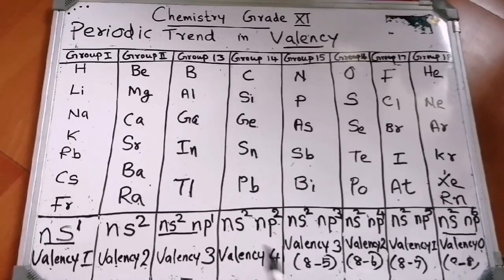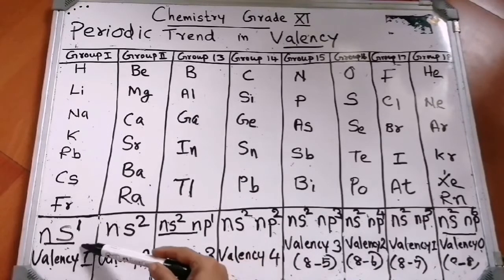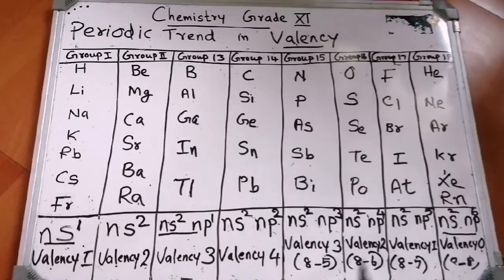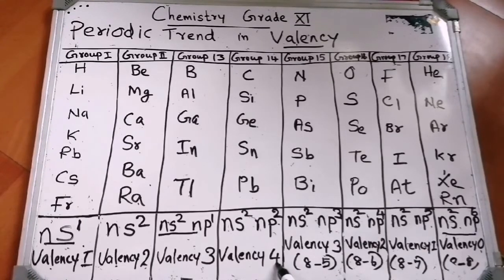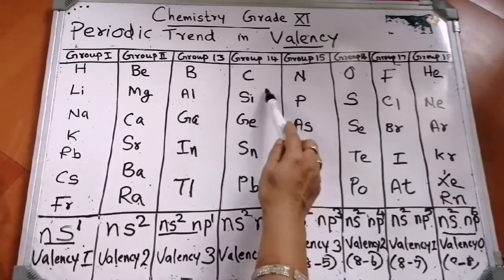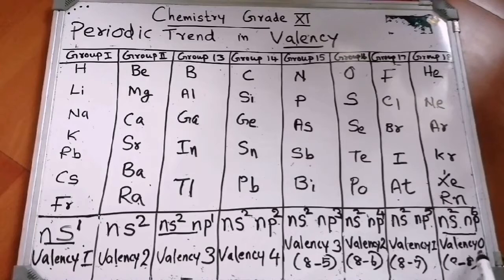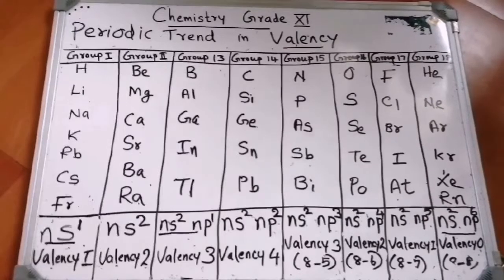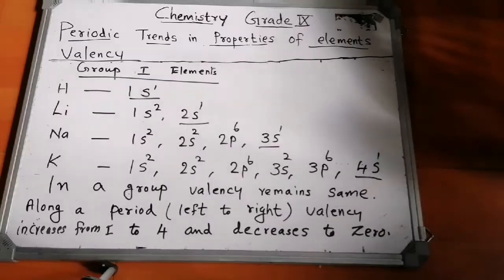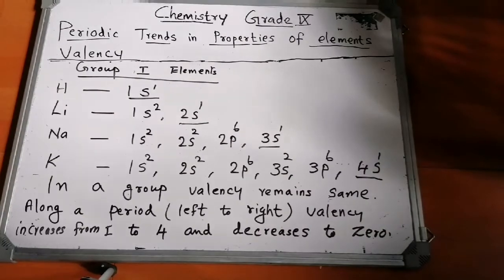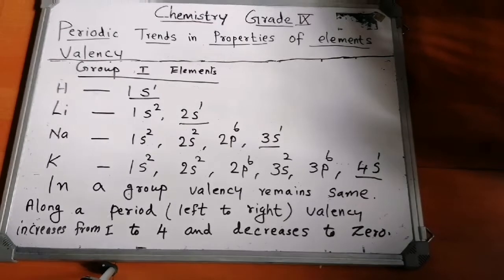If you observe the valency of these representative elements along a period from group 1 to group 18, you will see a trend in their property. The valency increases from 1, reaches a maximum value of 4 at group 14 and then decreases to 0 at group 18. Now let us discuss how the valency changes in a group of elements.